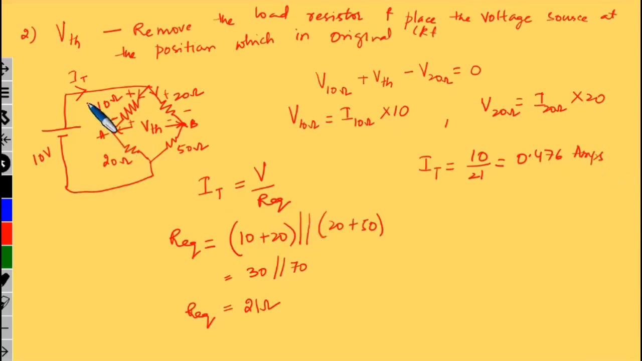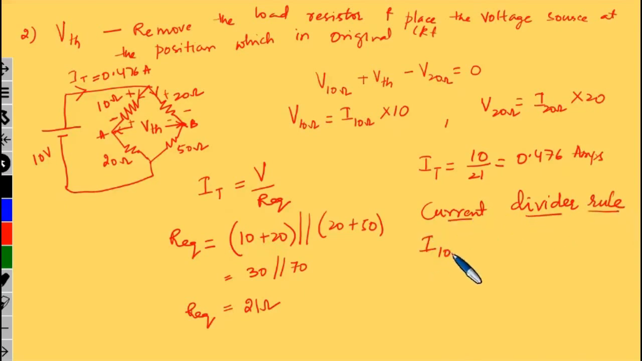0.476 amperes. So this is the current which I have found. Now I need to find out the current flowing through the 10 ohm and the current flowing through this 20 ohm. So we can apply the current divider rule here. By applying the current divider rule, I am finding the current in 10 ohm and 20 ohm.